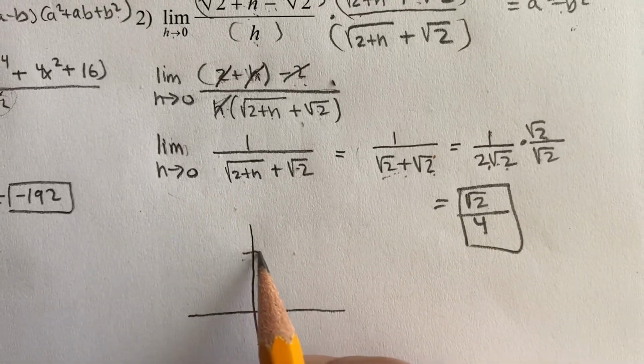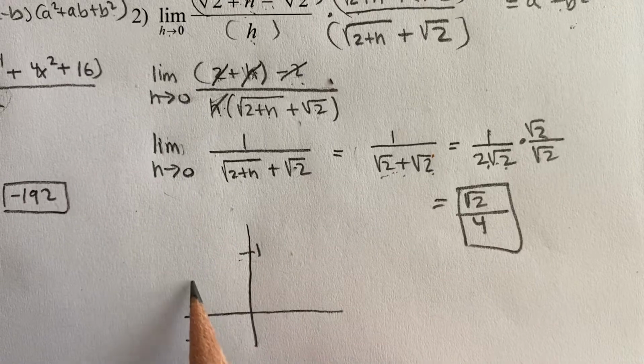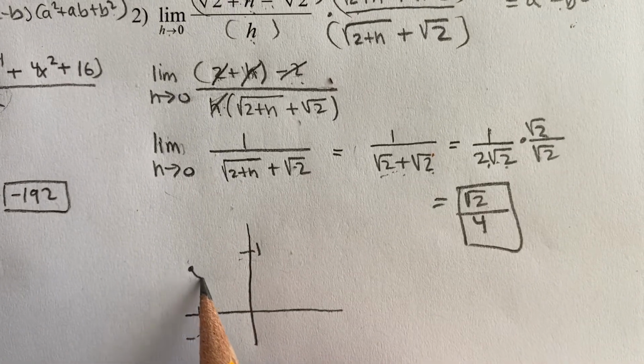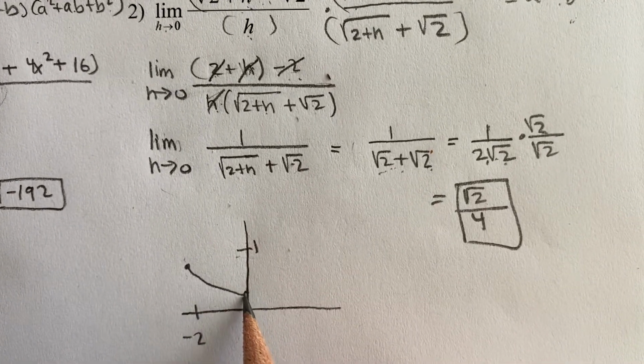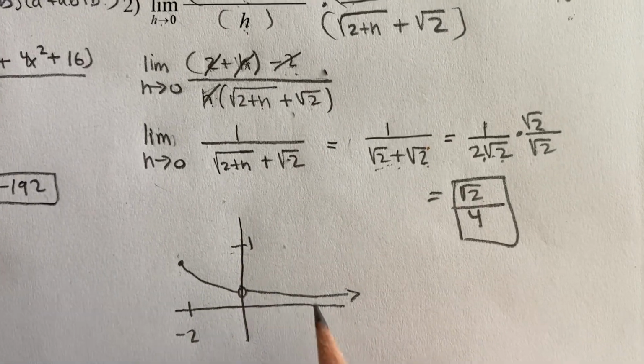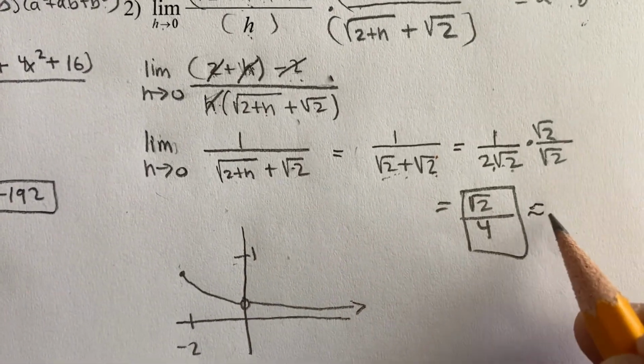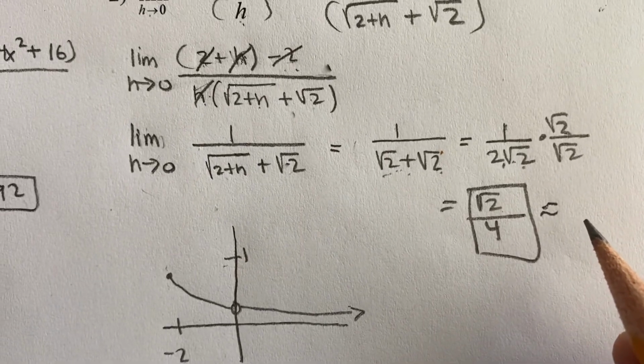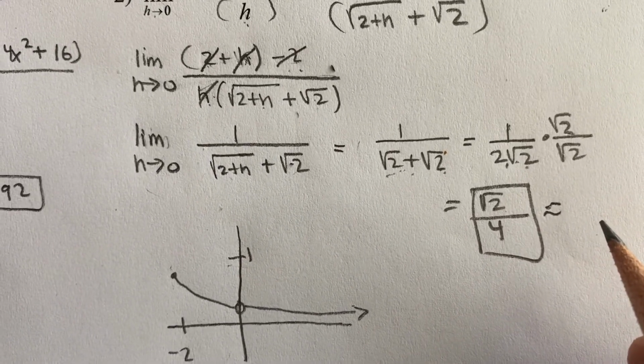Let's say this is 1, and let's say this is negative 2. Your graph's going to look something like this. Okay, and then this is taken right from Desmos, okay? So this is approximately root 2 over 4. I think it's 0.3 something.